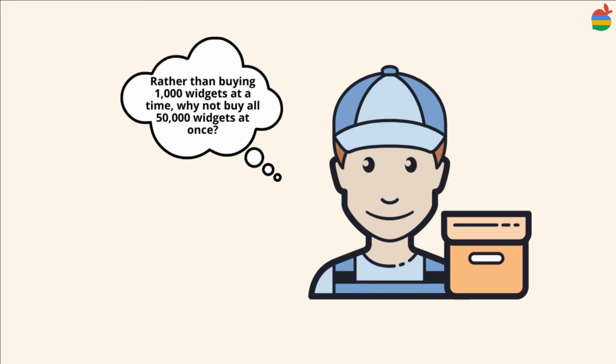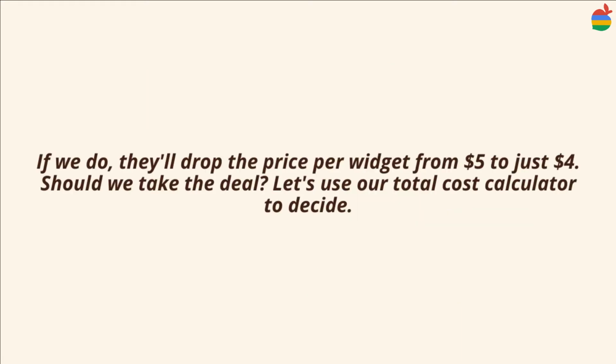Now, the supplier reaches out with a proposal. Rather than buying 1,000 widgets at a time, why not buy all 50,000 widgets at once? If we do, they will drop the price per widget from $5 to just $4. Should we take the deal? Let's use our total cost calculator to decide.